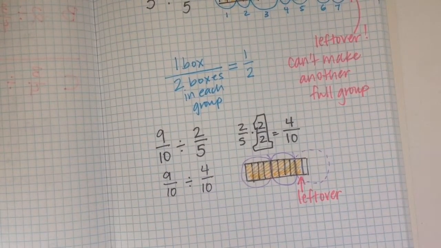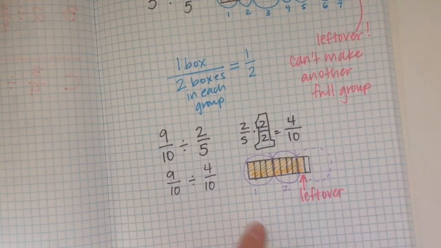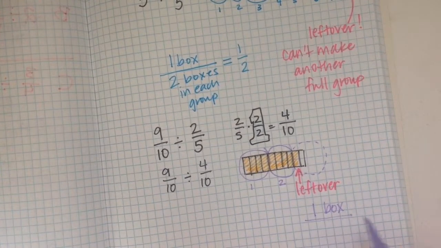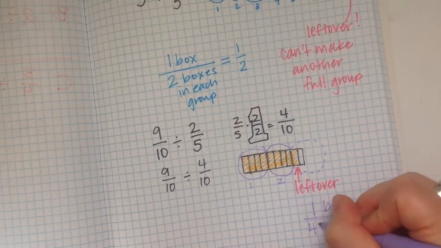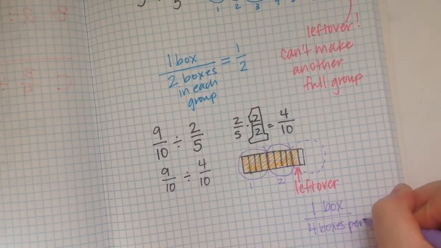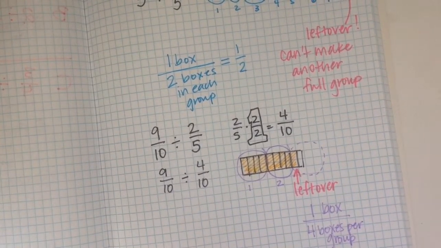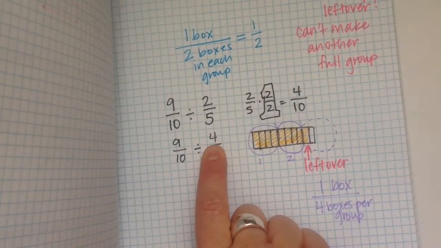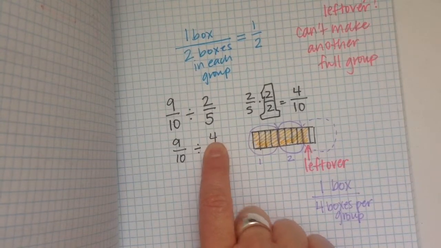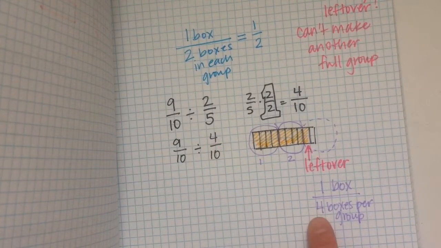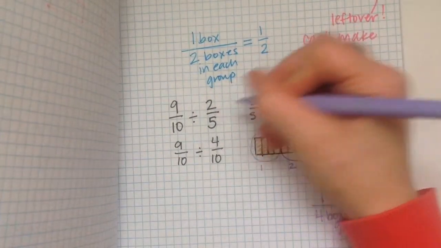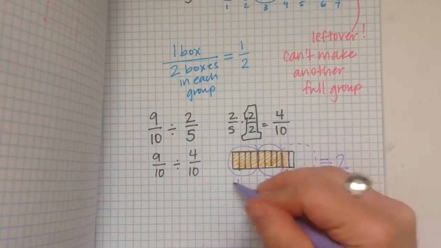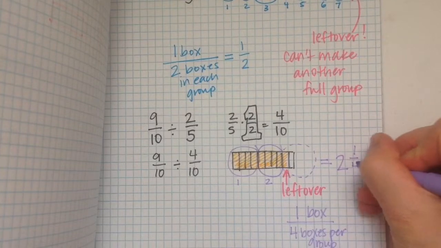Okay, and I have 1 group, 2 groups, and then my leftover. So my leftover is 1 box out of 4 boxes per group. Okay, so you might also start to notice that whatever this number is here is how many are in the group, and that's going to be the bottom number for my leftover. So my answer to this problem, I'll write it over here so that we can see it, would be 2 whole groups, 1, 2, and 1/4 of another group.